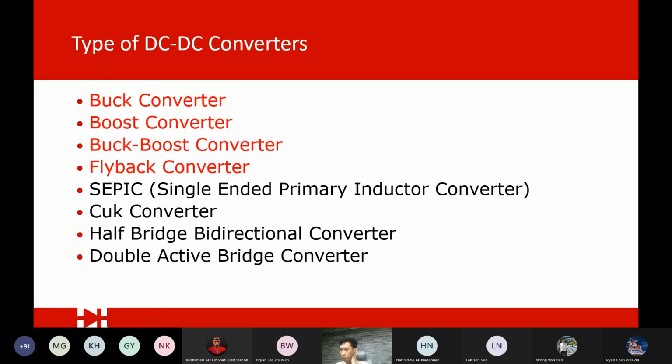I added one more, the flyback converter. That is because a lot of our phone chargers nowadays are based on this flyback converter. Our so-called fast charger, 1 hour from 0% to 80%, is all based on this flyback. That's why I decided to add this in. In the old days, I just talked about these 3. Other than that, we also have the Cuk converter, half bridge, bidirectional, and dual active bridge converters. These are just for your information.